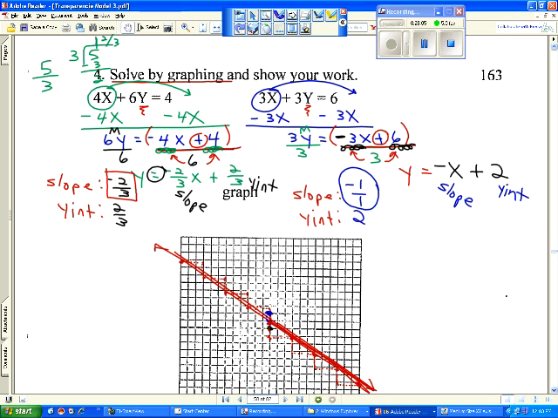So down 1, right, whoops, I missed. Down 1, right 1, make a dot. Down 1, right 1, make a dot. Down 1, right 1, etc. Then up and left, up and left, up and left, up and left. It's a solid line.